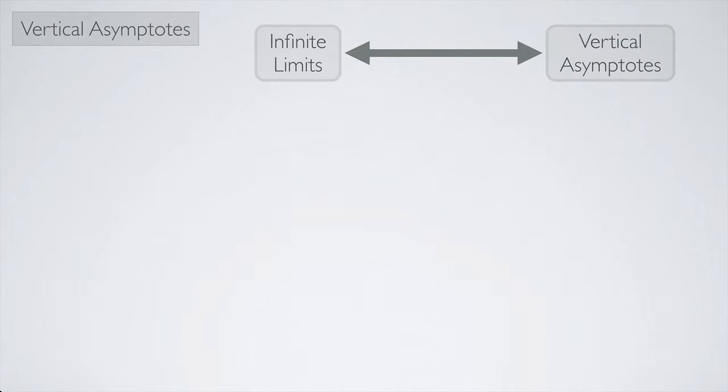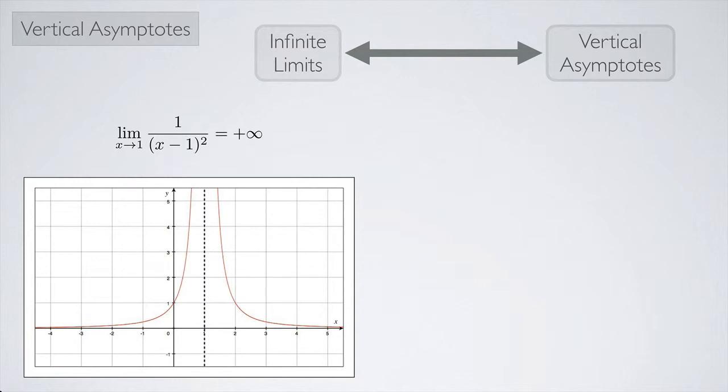You may have noticed a connection between infinite limits and vertical asymptotes. For example, look at the limit as x approaches 1 of 1 over (x minus 1) squared, and we see that that equals plus infinity, which means it does not exist, and the way in which it doesn't exist is that it approaches positive infinity. It gets bigger and bigger, increases without bound. So we get a graph that looks like this, and indeed we see a vertical asymptote when x equals 1.